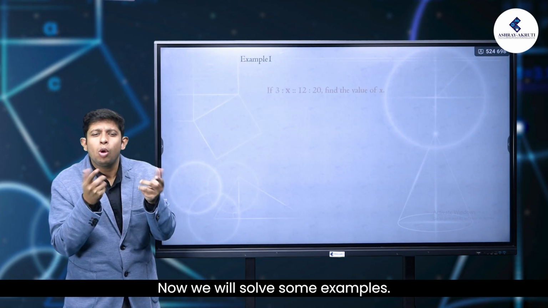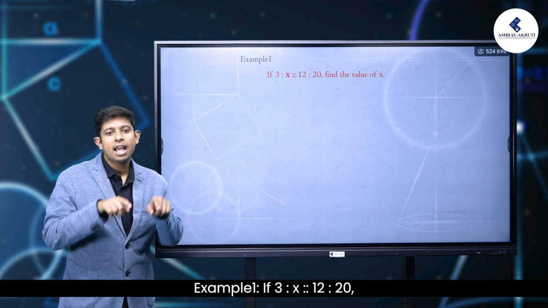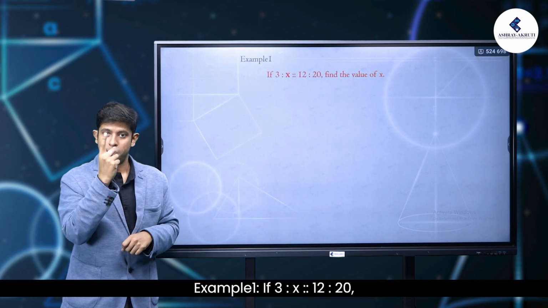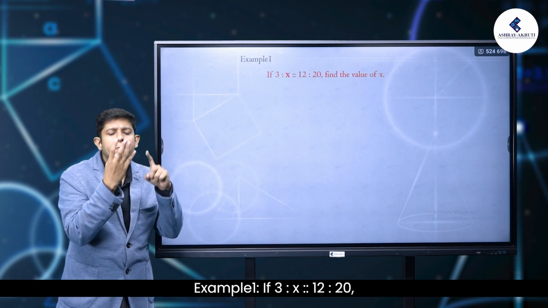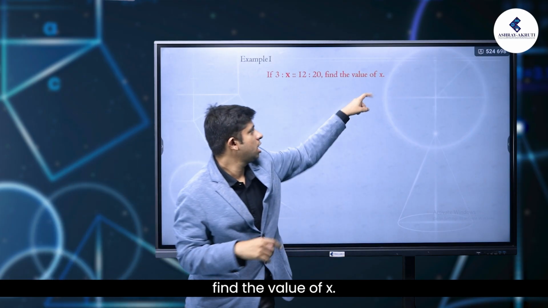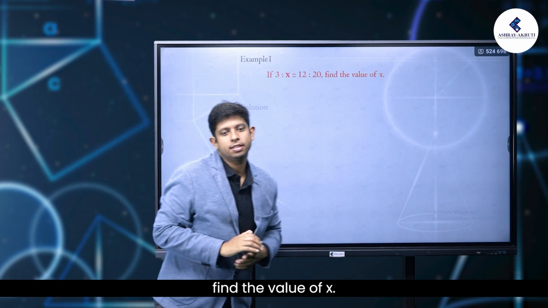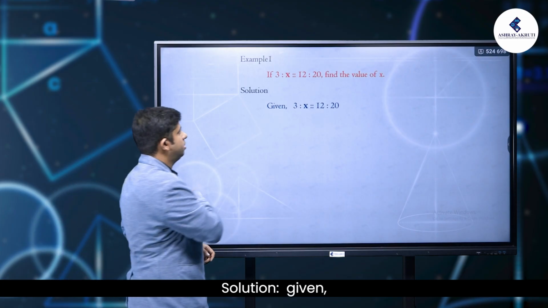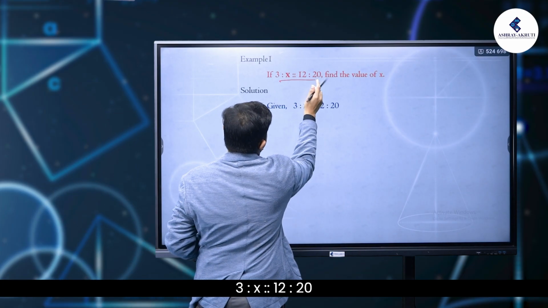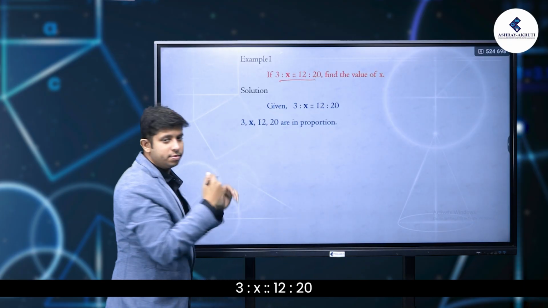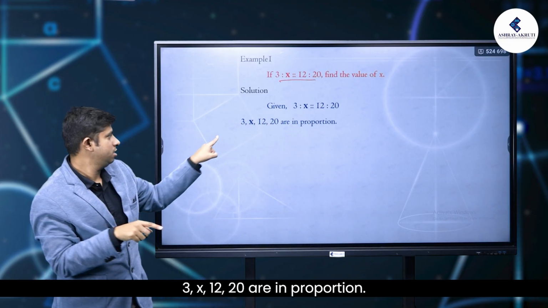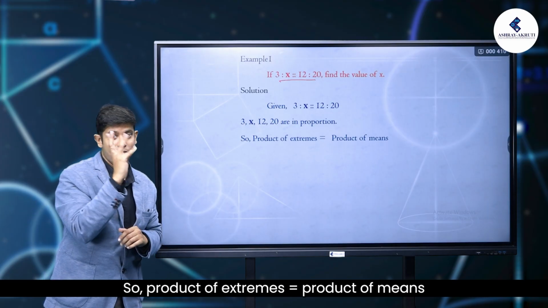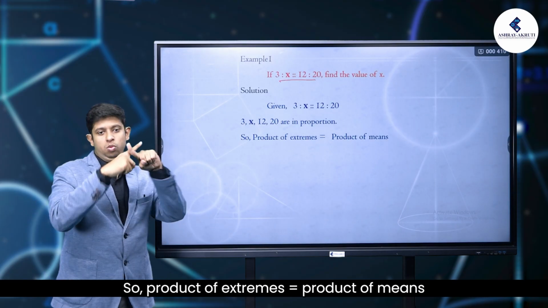Now we will solve some examples. Example 1. If 3 is to x is to 12 is to 20, find the value of x. Solution. Given 3 is to x is to 12 is to 20. 3, x, 12, 20 are in proportion. So product of extremes is equal to product of means.